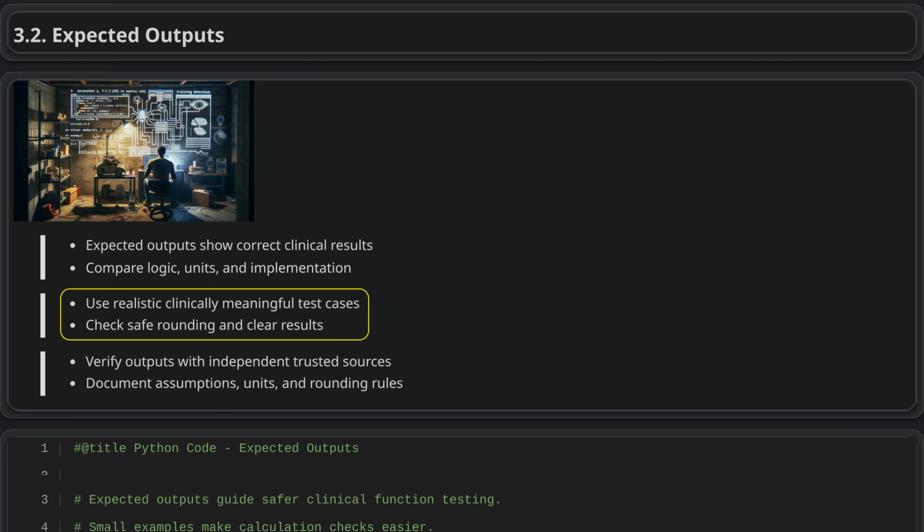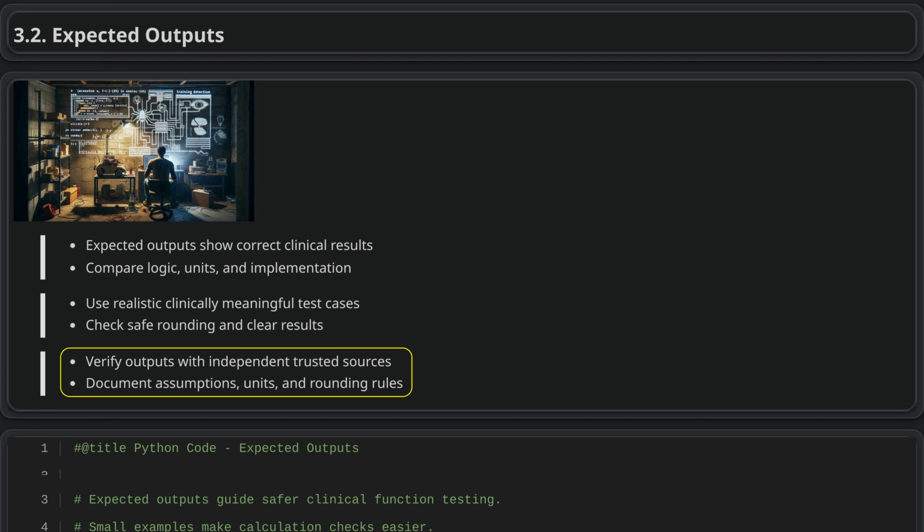Expected outputs for clinical functions should be realistic, precise, and tied to the clinical context. Tests should cover relevant ranges such as normal, fever, and hypothermic temperatures, and consider different patient groups such as adults and children when errors have different clinical impact. They should also verify appropriate rounding and ensure results are not only accurate, but clear and safe for clinical use.